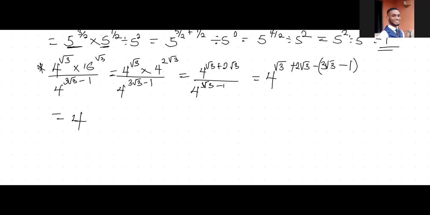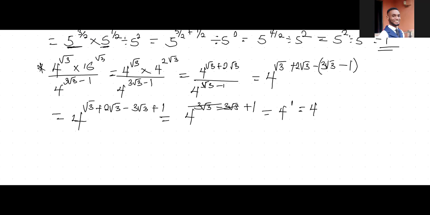We have root 3 plus 2 root 3, then minus 3 root 3 plus 1. Okay, so this is root 3 and this is 2 root 3. So it's going to be 3 root 3, then minus 3 root 3, then plus 1. So 3 root 3 minus 3 root 3 will give you 0. So you are going to be left with 4 raised to the power of 1, which is going to be 4. That is your answer. Okay, I hope you all are getting me.